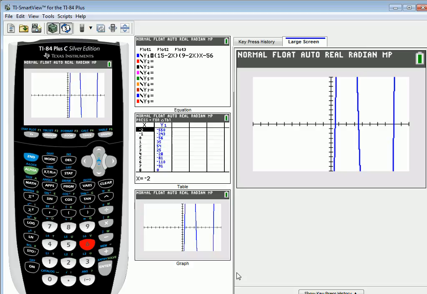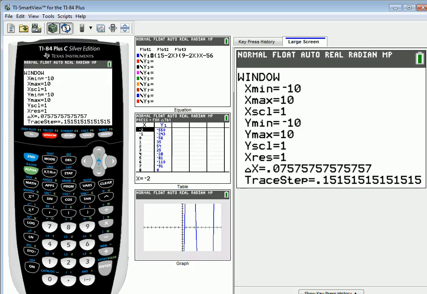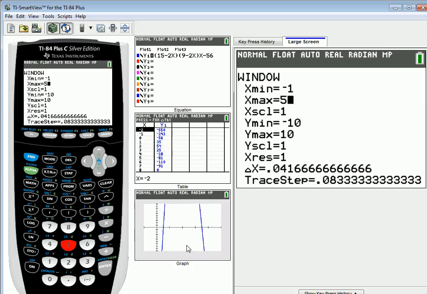Can't we use synthetic division to add A? We could, but we don't need to because we have our technology. We can actually find the zeros. Now, I'm going to change my window because I don't want to see this extra stuff that I know is not part of the solution. So I'm going to hit window. I know my reasonable domain is from 0 to 4.5. So I'm going to make it go from -1 to 5. That way I can see everything that's important.